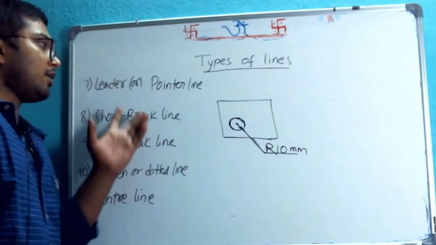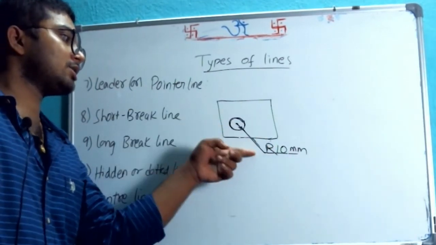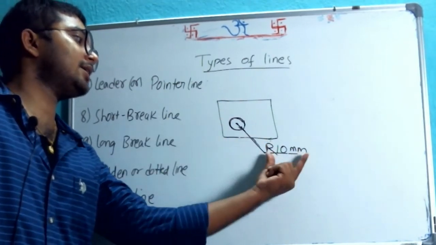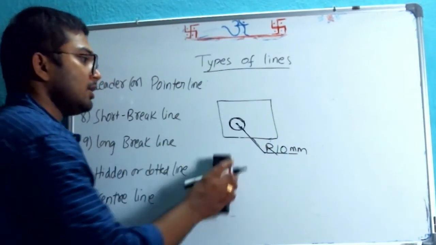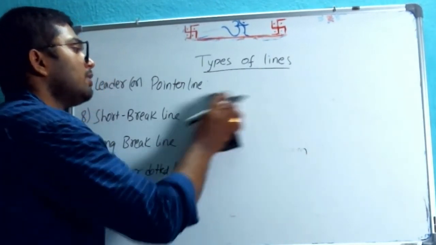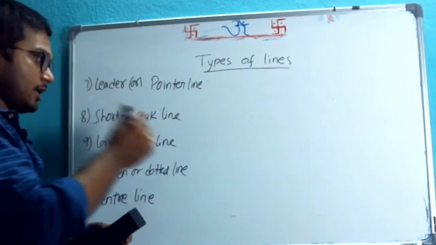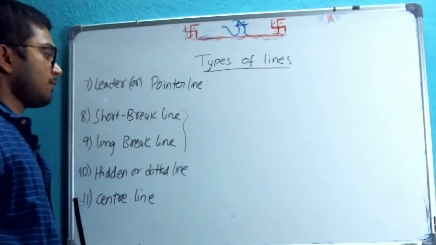So pointer or leader lines are used for supporting this dimension, to extend it out of this object and write the dimension there. Because writing the dimension inside would be clumsy. So it will be helpful in such situations. Now short break line and long break line, they have some certain thing we need to discuss.